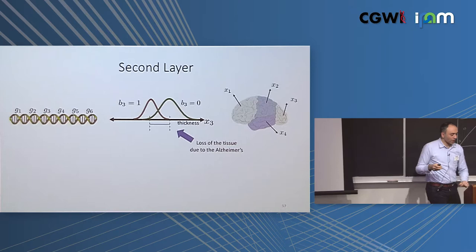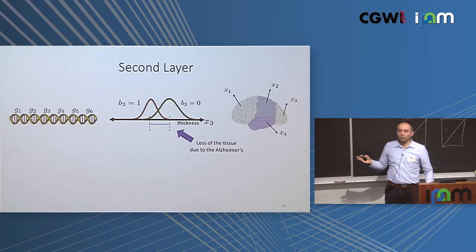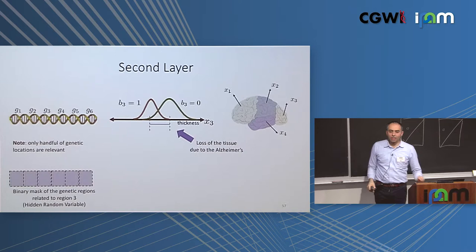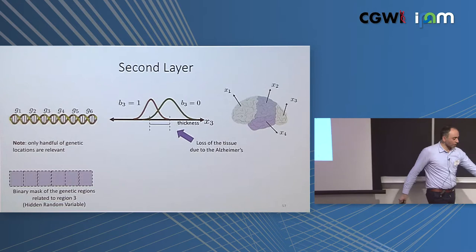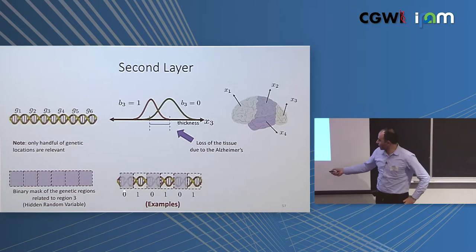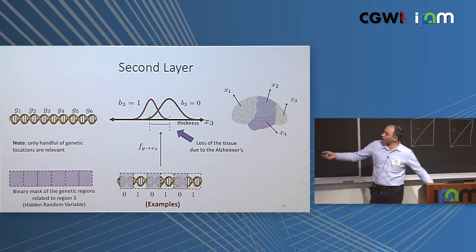So let's say that I have six genetic markers that are minor allele count in those locations, and I don't know, for each region, which of these genetic markers are affected. So I'm going to introduce another mask, again turning on and off, to say which genetic markers are related to the loss of the tissue in this location. For example, the first one is unrelated, the second one is related, and they all pass through another function to explain this loss of the tissue.